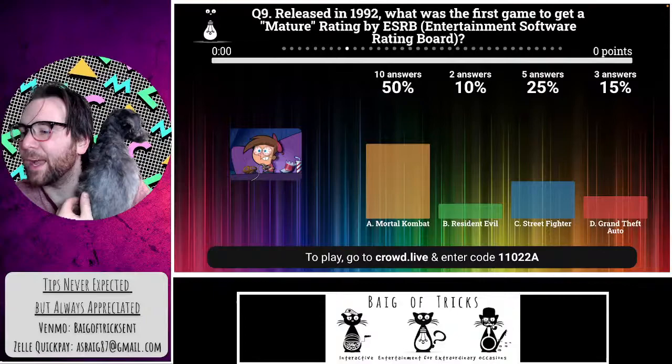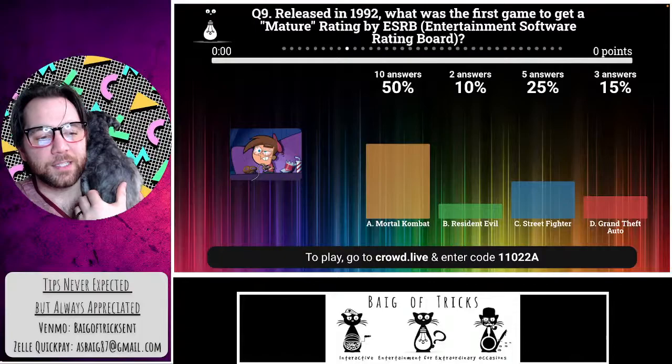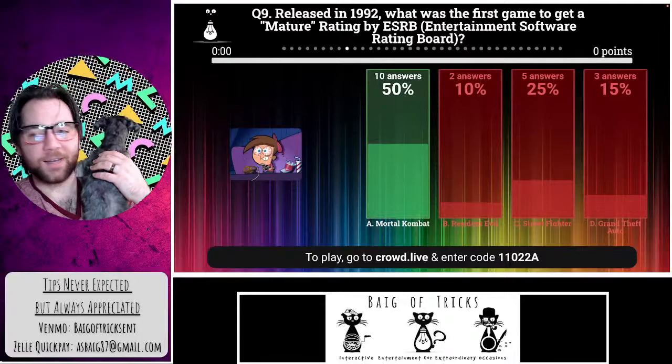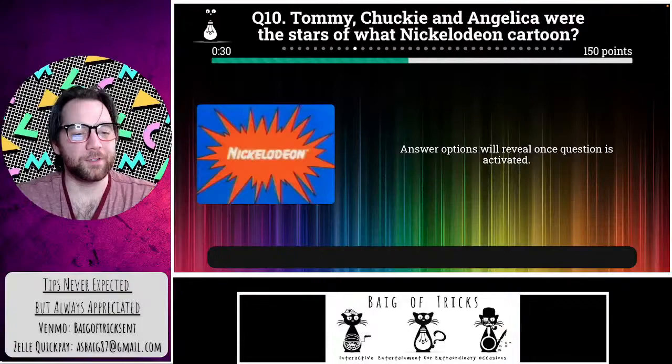The correct answer here is actually the game that really spawned the Entertainment Software Rating Board in response to its overwhelming goriness at the time. That was Mortal Kombat. Good job. Most of you did get it, 50% of you. Good job. All right, question number 10. We'll take another look at the standings after this. This might be a little bit easier here.